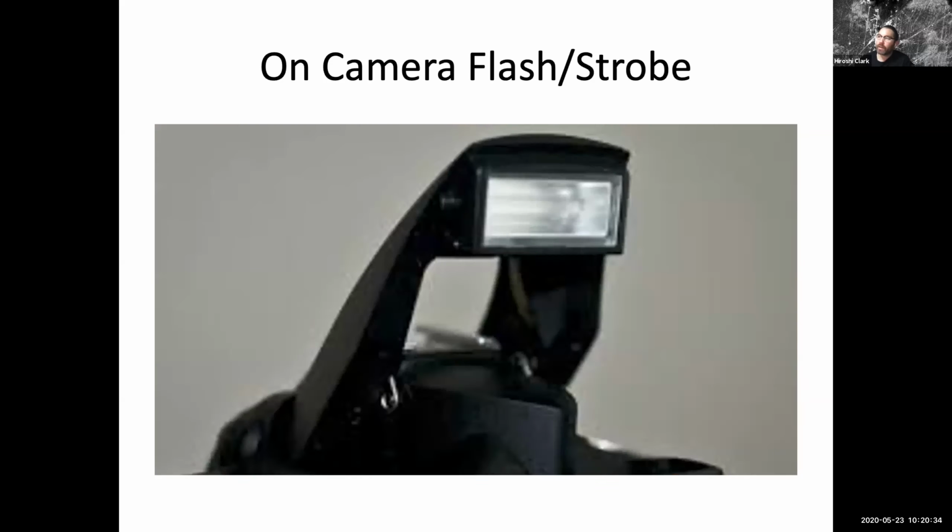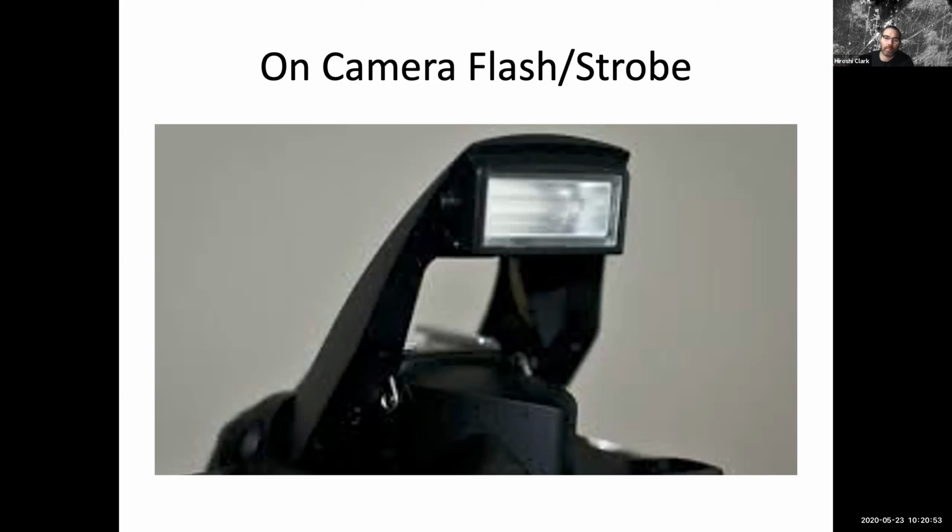Let's move on. On camera flash, so strobe. The strobe on an on camera flash is technically supposed to be color balanced. It's supposed to be a neutral color. It's not supposed to cast any color. The older the strobes get, though, they tend to start warming up.